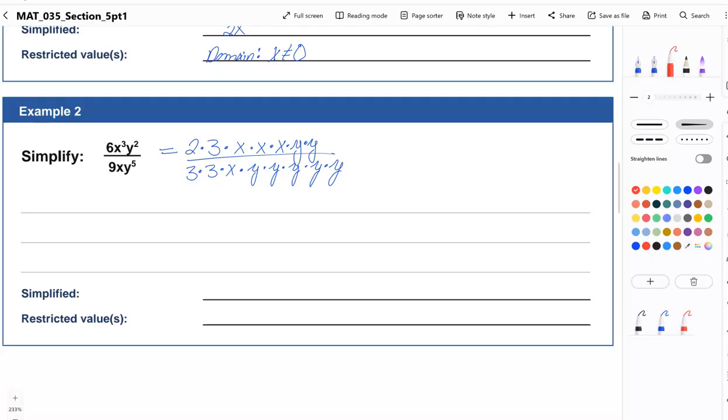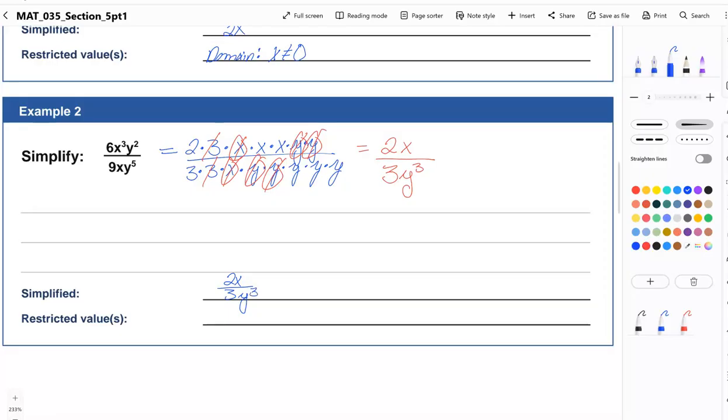And think about what can I reduce. So I see I've got 3's I can reduce. I've got x's that I can reduce. And then I can reduce 2 sets of y's. So what's left over is a 2 times x, which is 2x on the top. And on the bottom, I've got 3 times y times y times y, which is 3y cubed. So simplified form is 2x over 3y cubed.